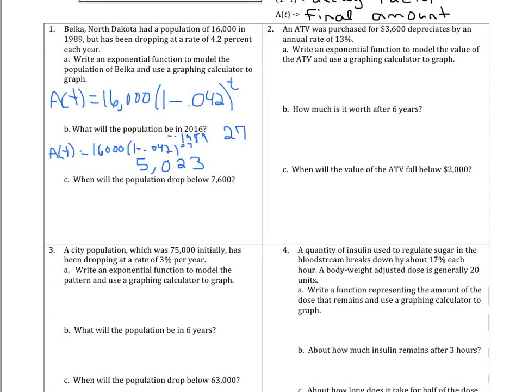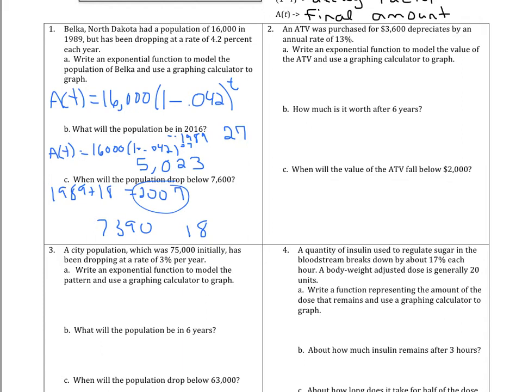So in year 17, it was 7,700 people, and then in year 18, it was 7,390. So we hit 7,390 after 18 years. So that would be 1989 plus 18. So 17, 9, 10, so 2007.